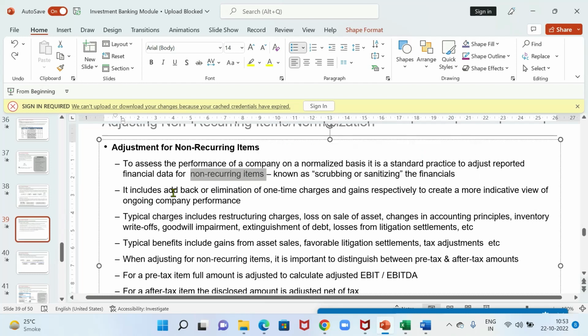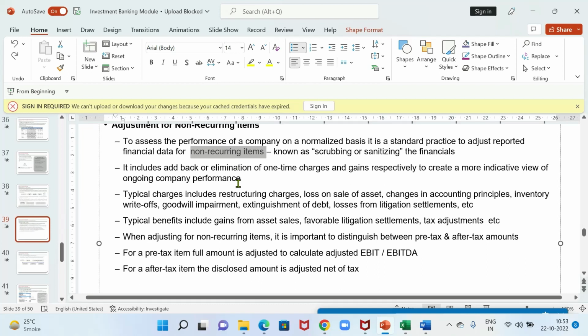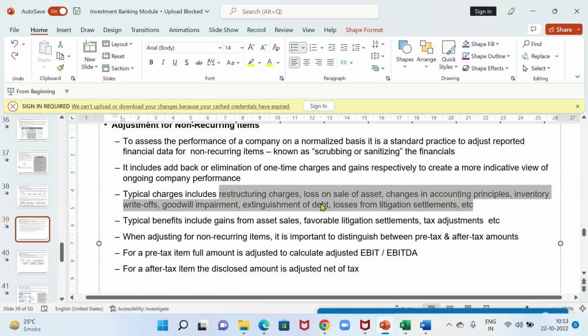It includes add back or elimination of one-time charges and gains respectively to create a more indicative view of ongoing performance. Typically, charges include restructuring charges, loss on sale of assets, change in accounting principles, inventory write-off, goodwill impairment, extinguishment of debt, loss from litigation settlement, etc. Typical benefits: the ones above are charges, the ones below are benefits. Benefits include gain from sale of assets, favorable litigation settlement where you receive money, tax adjustments.